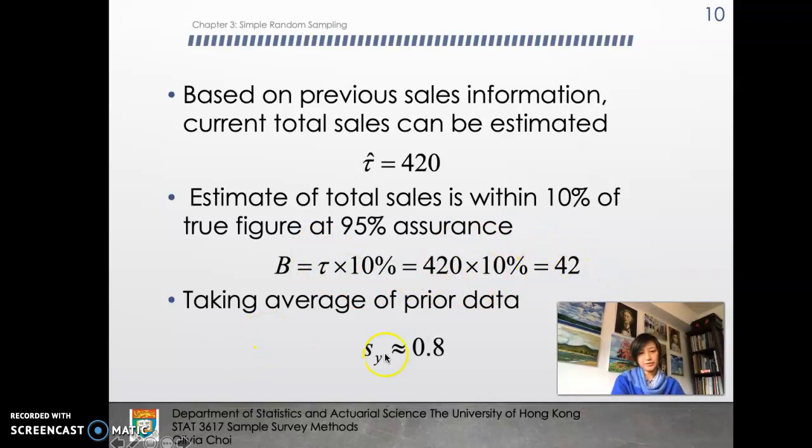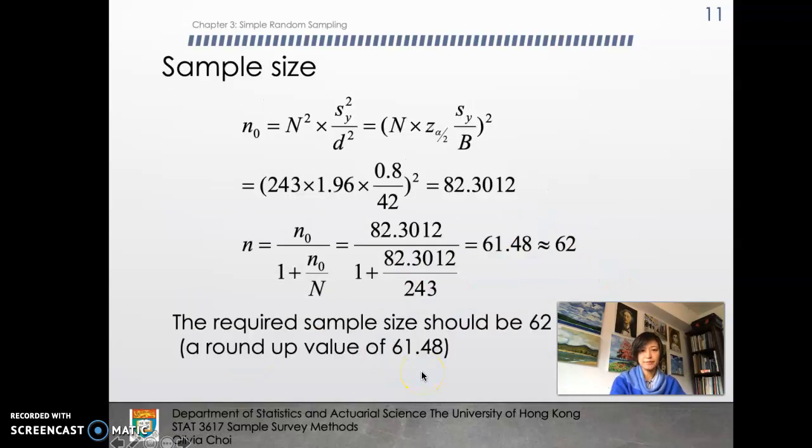So now we have everything. We have an average of SY. Then we can substitute into the formula. We find the first assessment of the sample size. Very quick guess is 82. So if we collect 83 retail shops' data, that would be good enough to satisfy our bound of error and the requirement for the assurance.